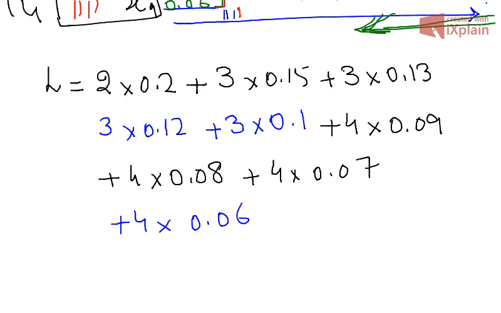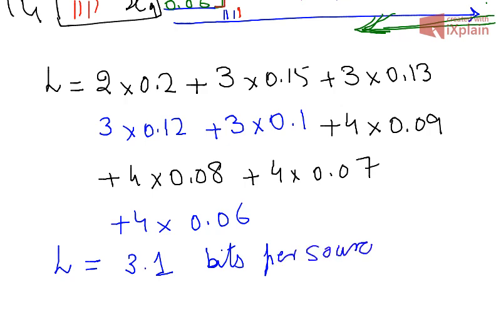If you compute this, you would get L, which is actually equal to 3.1 bits per source output. Now you can see ASCII code requires 7 bits per source output to store these 9 alphabets.